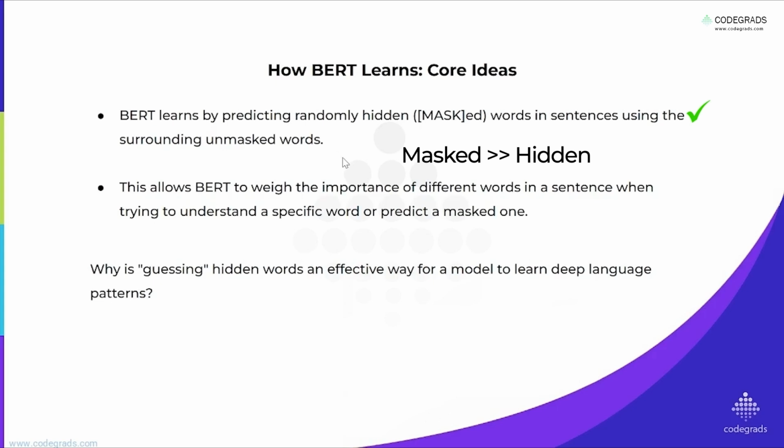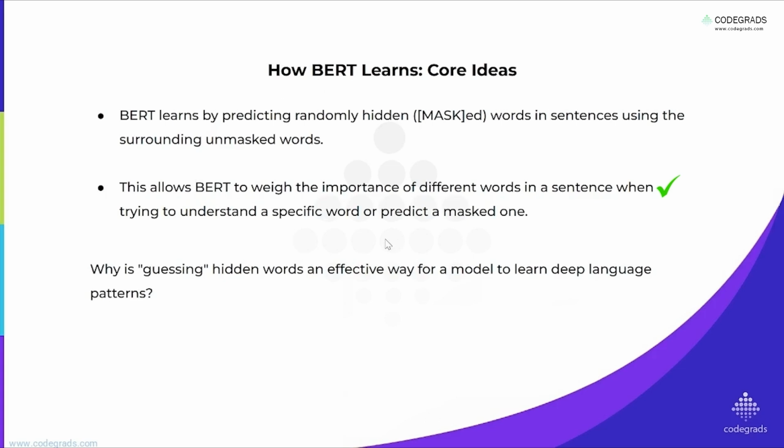Now, before BERT, models read text left to right or right to left, like GPT or RNN, but BERT reads both ways at once, and that is called bidirectional learning. So bidirectional is involved here as we read from both ways at once, and that is why we call it bidirectional learning. This allows BERT to weigh the importance of different words in a sentence when trying to understand a specific word or predict a masked one.